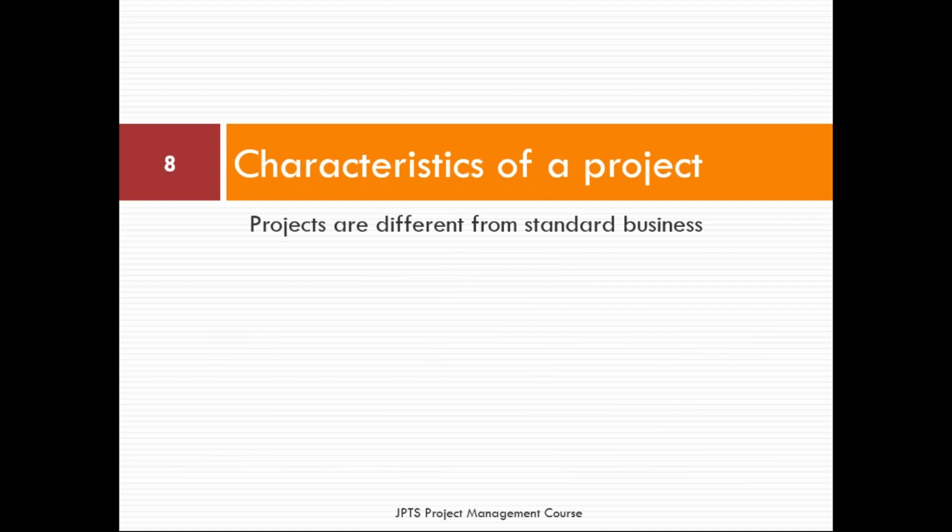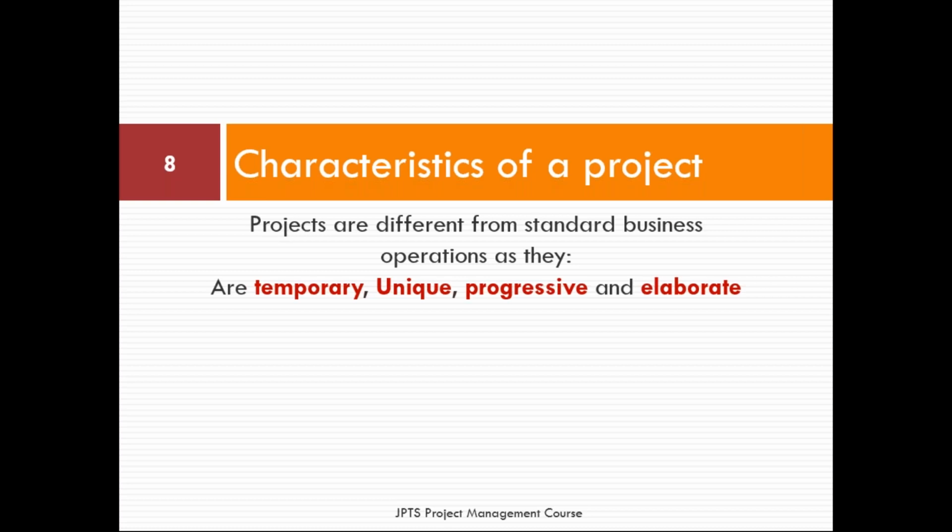All right, so characteristics of a project. Projects are different from standard business operations. Why are they different? Now we're going to be looking at projects and operations, because the opposite of a project is operation. But let's look at the characteristics of a project. Number one, projects are temporary, they are unique, they are progressive, and they're elaborate.